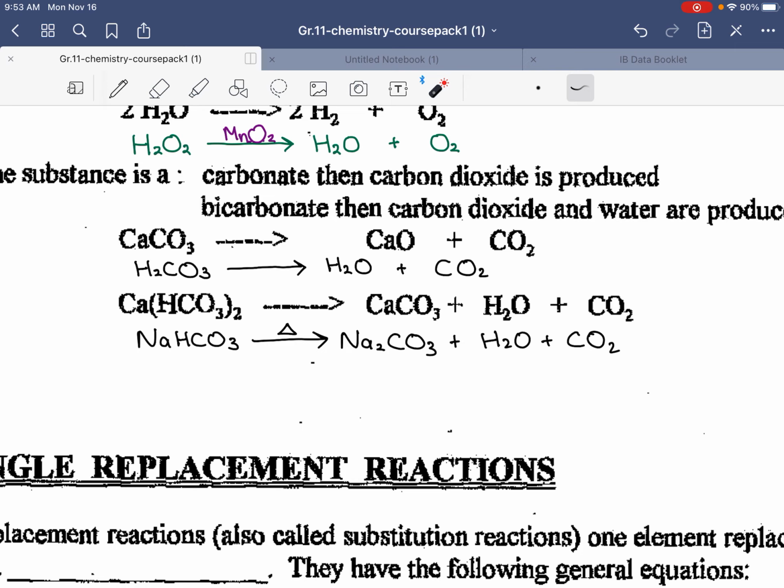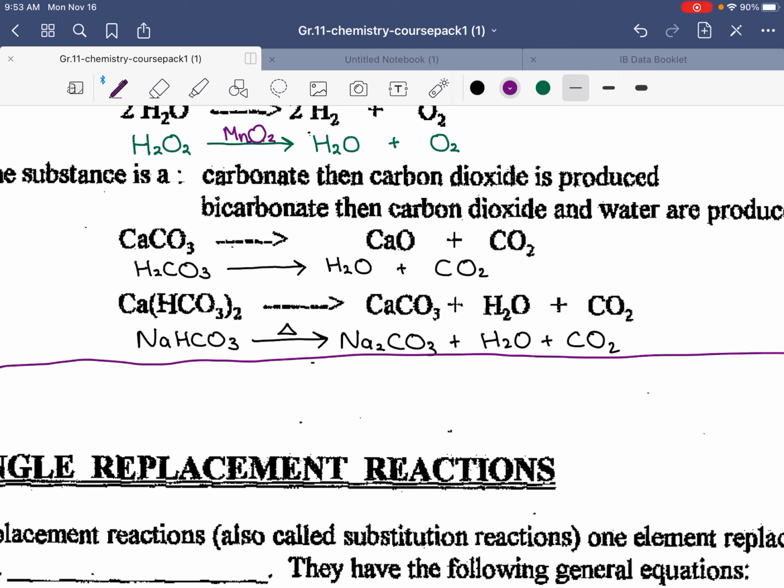Anyway, hopefully you understand this whole thing. It's not that hard, right? All right, I have a couple more that are not on this page that I want you to note. Let's put a little barrier here, and let's do this. So I have right here a metal chlorate.